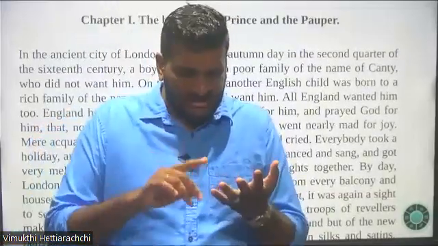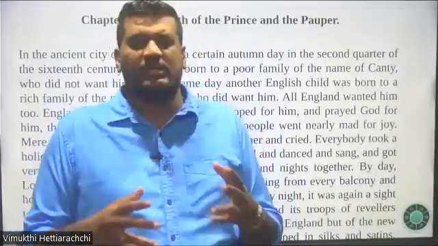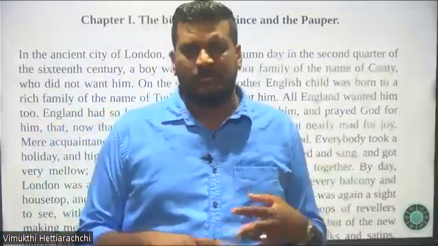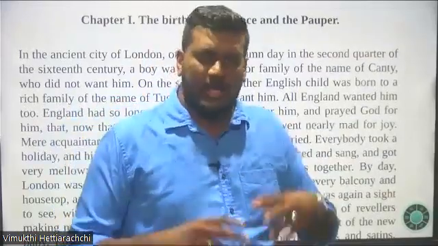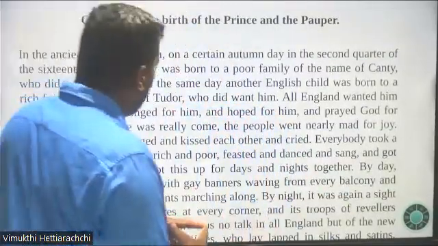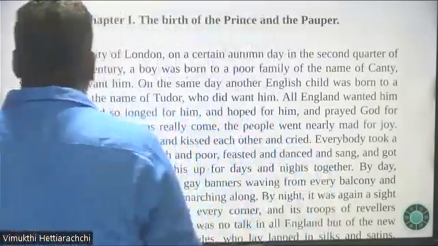Now we know in which country the situation takes place. We know what kind of family background there is when we discuss these characters, and the time period, right? The time period is also given, during the autumn, and the year is also given, that is the 16th century. A boy was born to a poor family of the name of Canty, who did not want him.